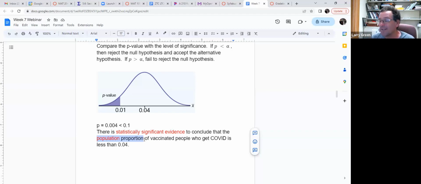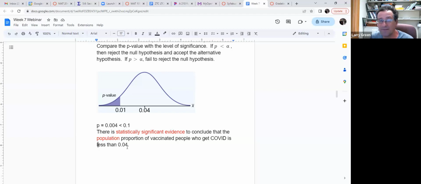For those of you who saw that I took off points for the confidence interval, it's the same idea. You have to have those words. So the population proportion of vaccinated people who get COVID is less than 0.04. And if you have statistically significant evidence to show that it's less than 0.04, that means you could say it works and the FDA will approve it. Any questions on that? Any questions?